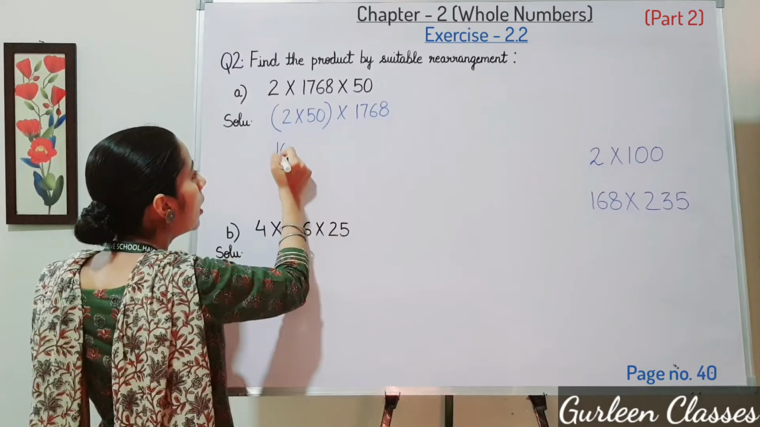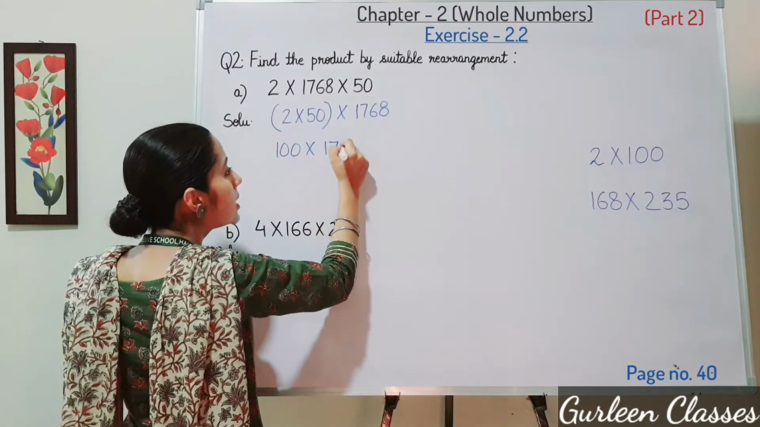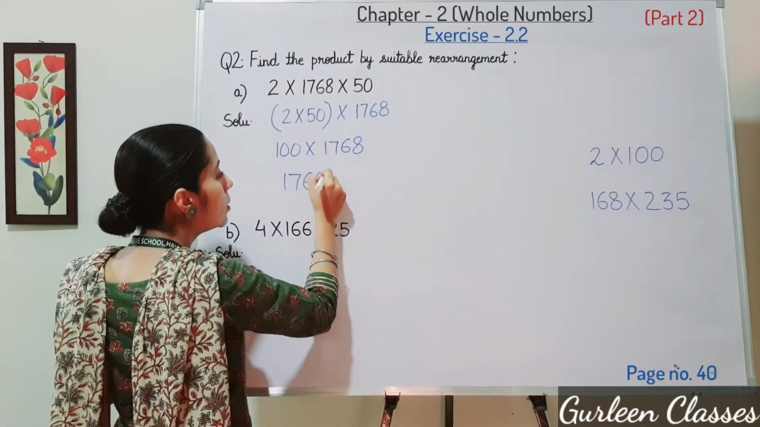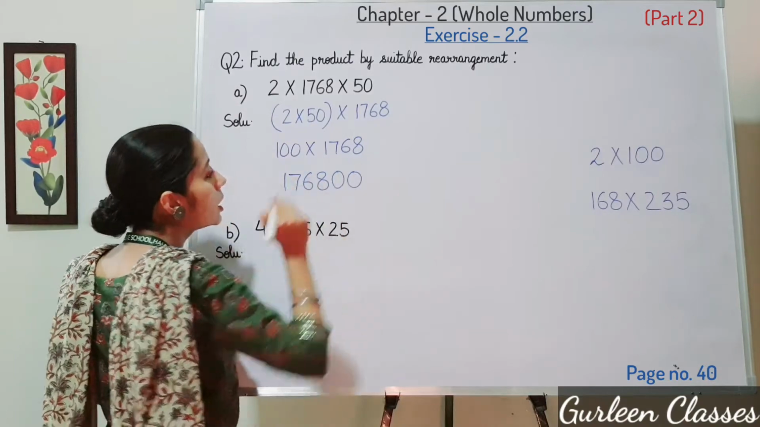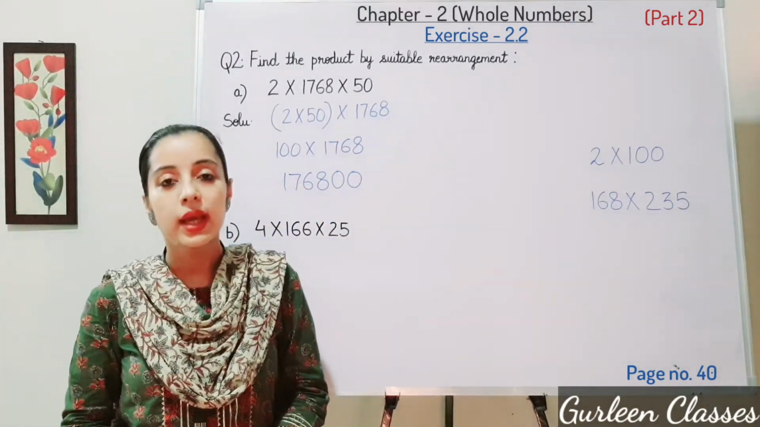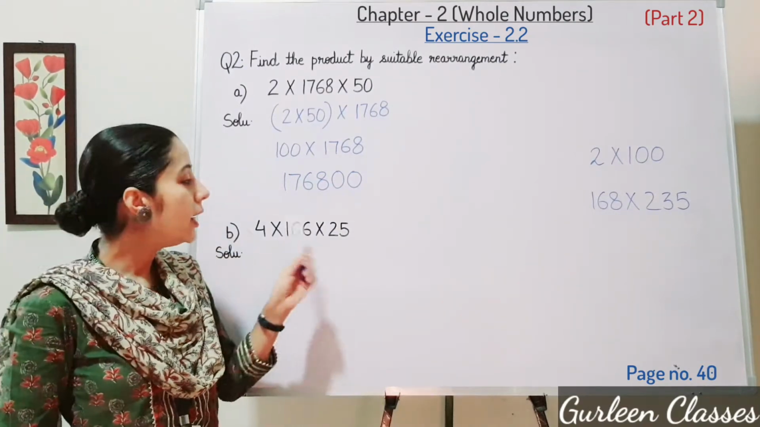52 fours are 100 into 1768. So see students, calculation became so easy. You just have to add 00 at last. So your answer is 176800.